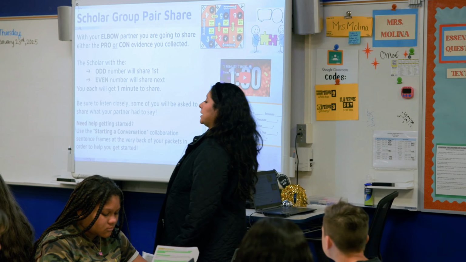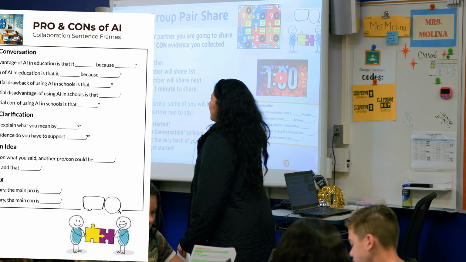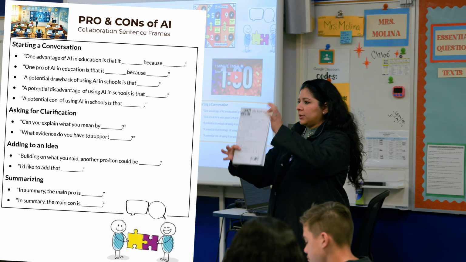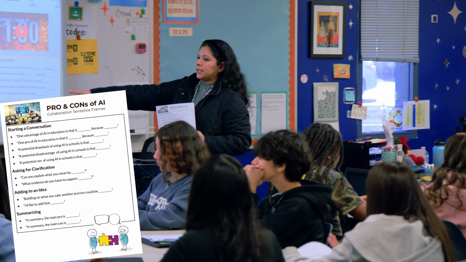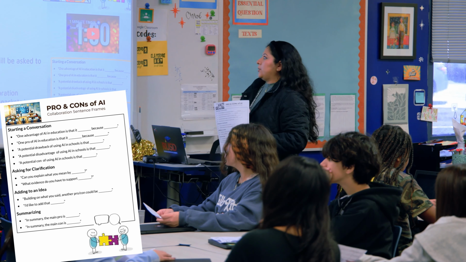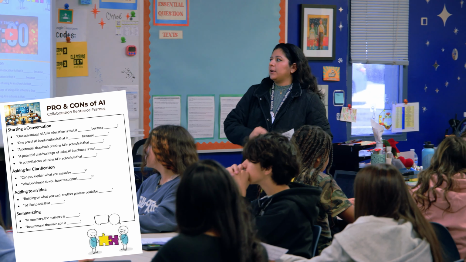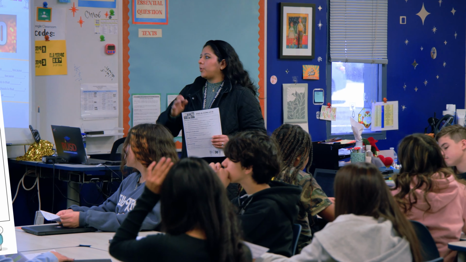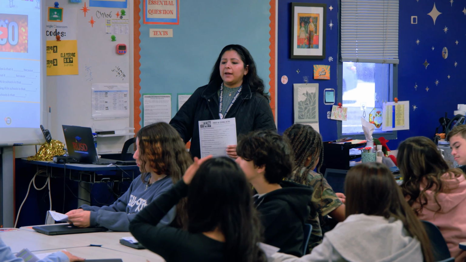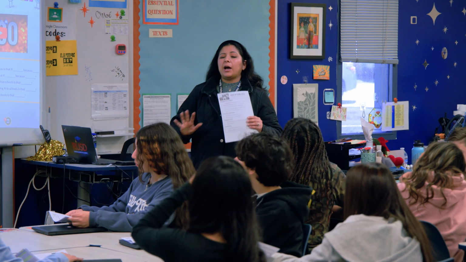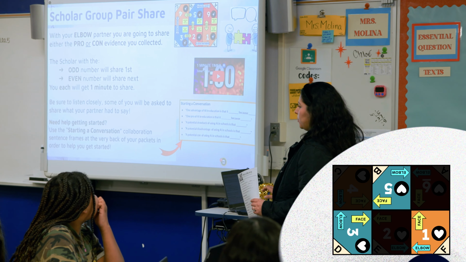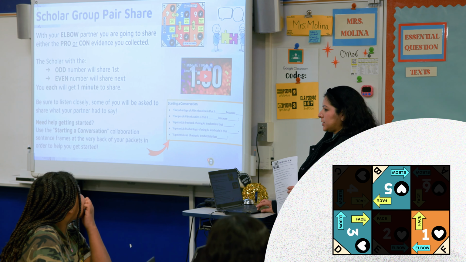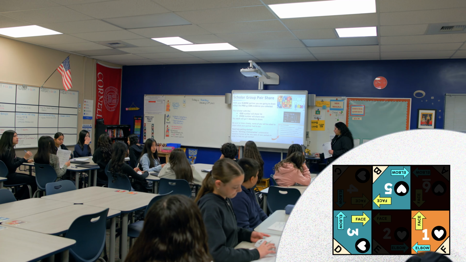If you're a little lost and wondering, how do I get started with sharing this piece of evidence? You do have your collaboration sentence frames in the back. If you look at the starting a conversation, there's things like one advantage of AI in education is that blah, blah, blah, or one pro, or one drawback, one con of AI. So if you're kind of stuck on how to get started with this conversation, that's a good place to look at. Okay, so when I say go, my odds are going to start first. Go.